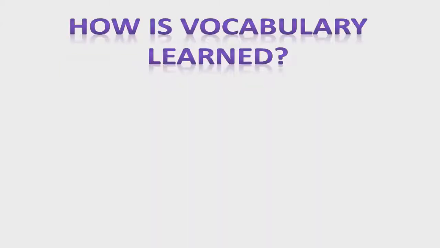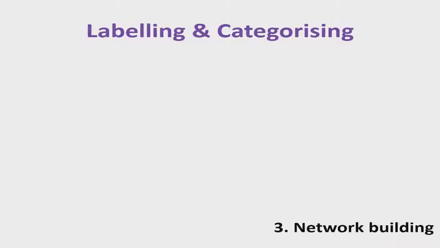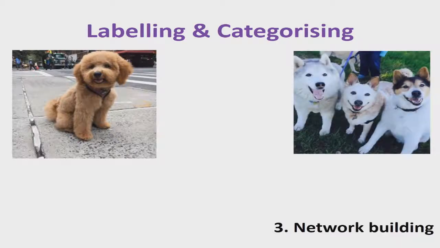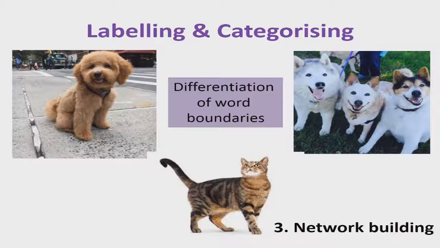Now, how is vocabulary learned? Acquiring vocabulary requires not only labeling, but categorizing skills. Now let's see what labeling is. It is a process that children carry out when learning their first language. They learn to map words onto concepts. For example, the word dog. Children need to differentiate how far the concept of a word can go because not all animals that have four legs are dogs. So they need to identify the boundaries of the word dog.